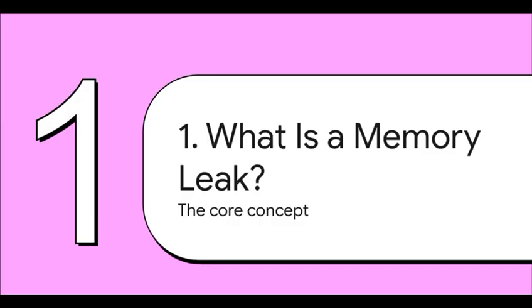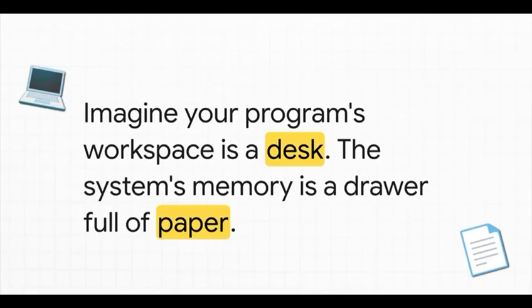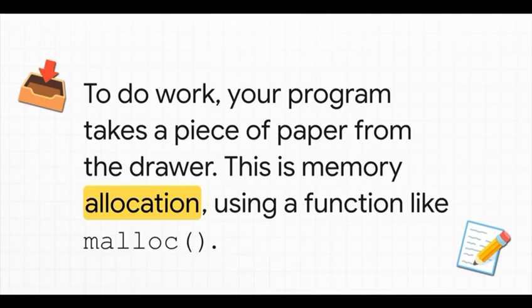To really wrap our heads around this, let's use a simple analogy. I want you to forget about code just for a minute and picture this in your mind. Imagine your program is this super busy worker sitting at a desk, and to get anything done, it needs paper, lots of it. And all that paper is stored in a giant drawer right next to the desk. That drawer, that's your computer's memory. So whenever your program needs to store a piece of information, it opens that drawer and pulls out a fresh sheet of paper. In the C language, we call this memory allocation, and we do it with functions like malloc.